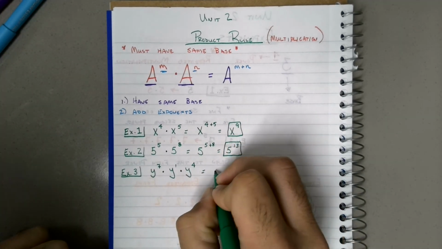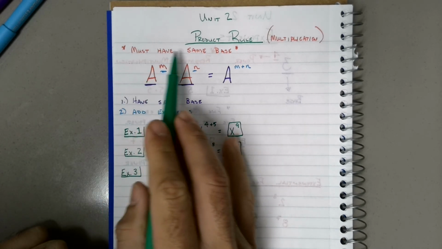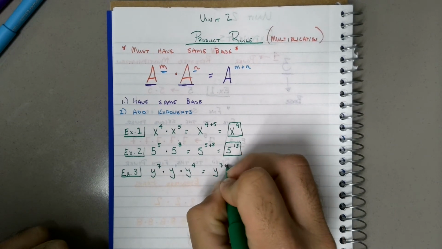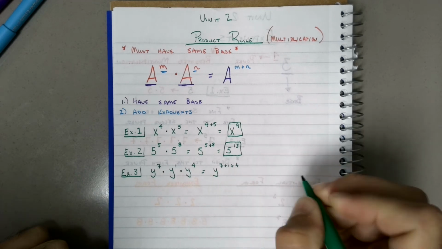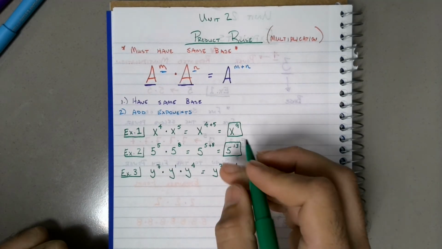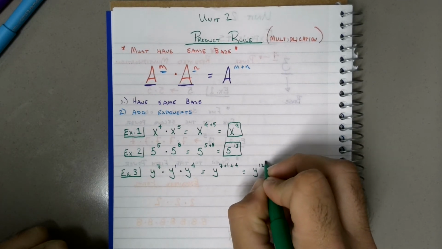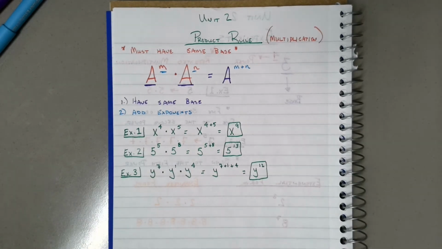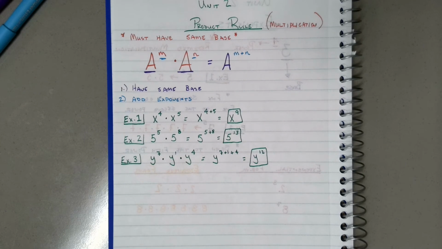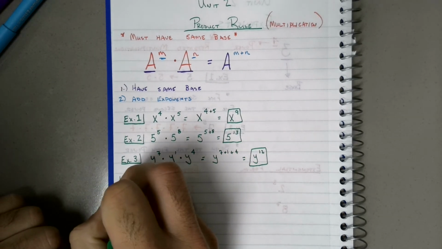So this is going to be, notice that these are all y. They have the same base, like we talked about. This is y to the 7 plus 1 plus 4. Okay, you keep your base and you just add all your exponents across the board, and this will equal y to the 12th power. Okay, simple enough so far? Hope so.